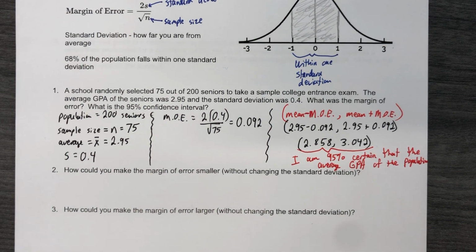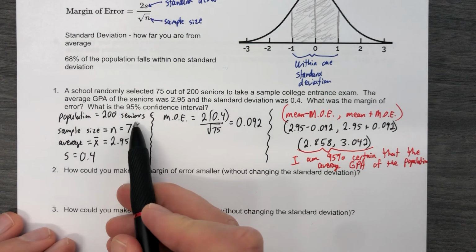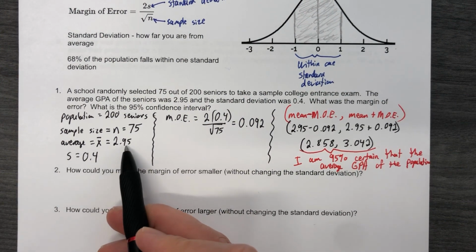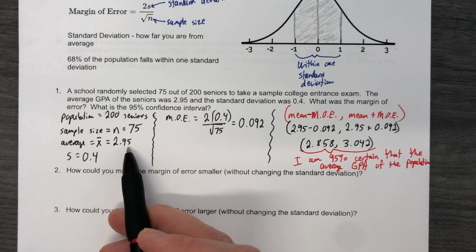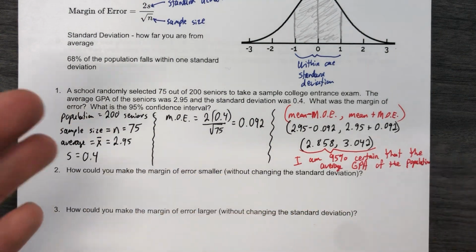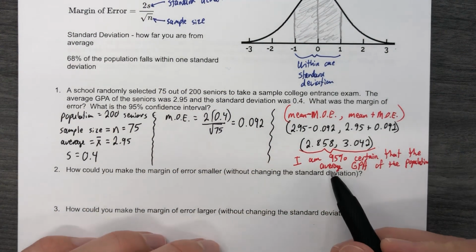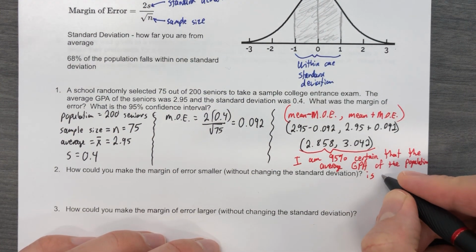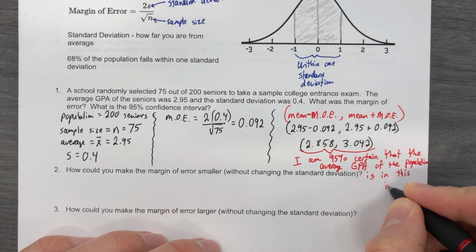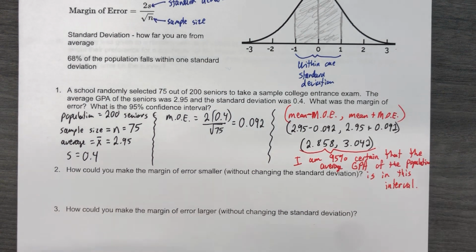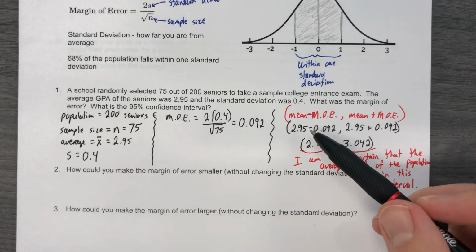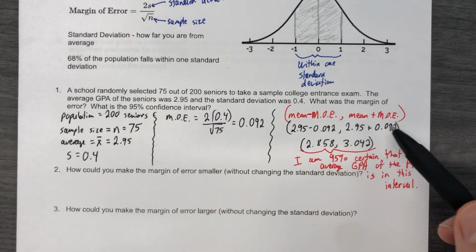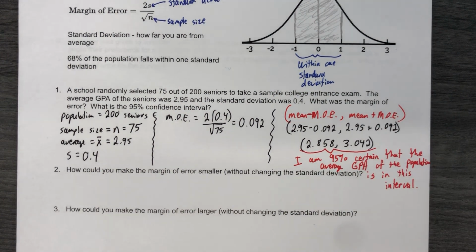I'm referring to the population, which is 200 seniors. The average I got was this, but these were just the 75 folks that took the test. So I'm going to talk about my certainty about extrapolating this data to the entire population. I'm 95% certain that the average GPA of the population is in this interval. That's what the confidence interval means, a 95% confidence interval. And this is the formula, the mean minus margin of error and then mean plus margin of error. And this is the sentence that kind of brings it all together.